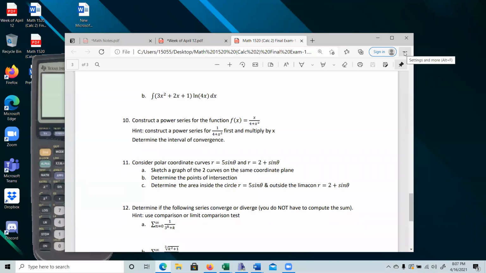All right, good evening, everybody. So we're going to tackle the last problem in our final exam preview. It's going to be number 10 here. If you watch them in order, you're not going to get the order I put them in.